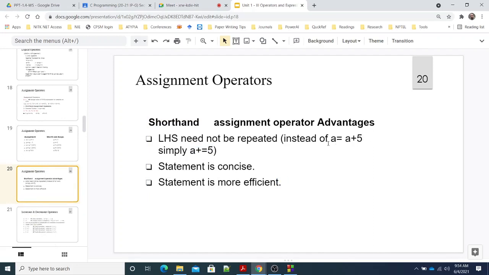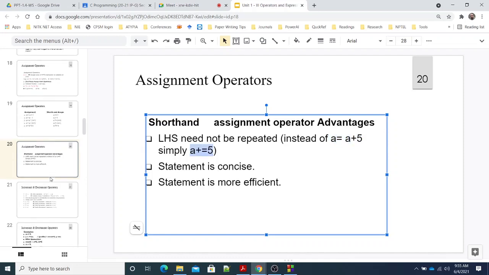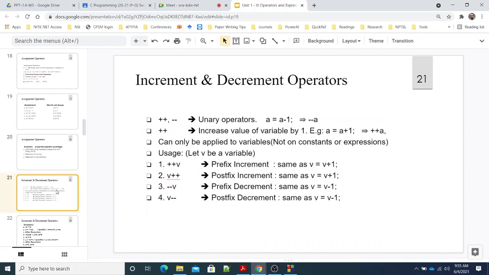Otherwise, the effect of both these operations is the same. It is just adding 5 to the variable a and assigning the result to a itself. This also will do the same effect. Okay. That much about assignment operators and shorthand assignment operators. Now we will move to another set of interesting operators. They are called increment and decrement operators.